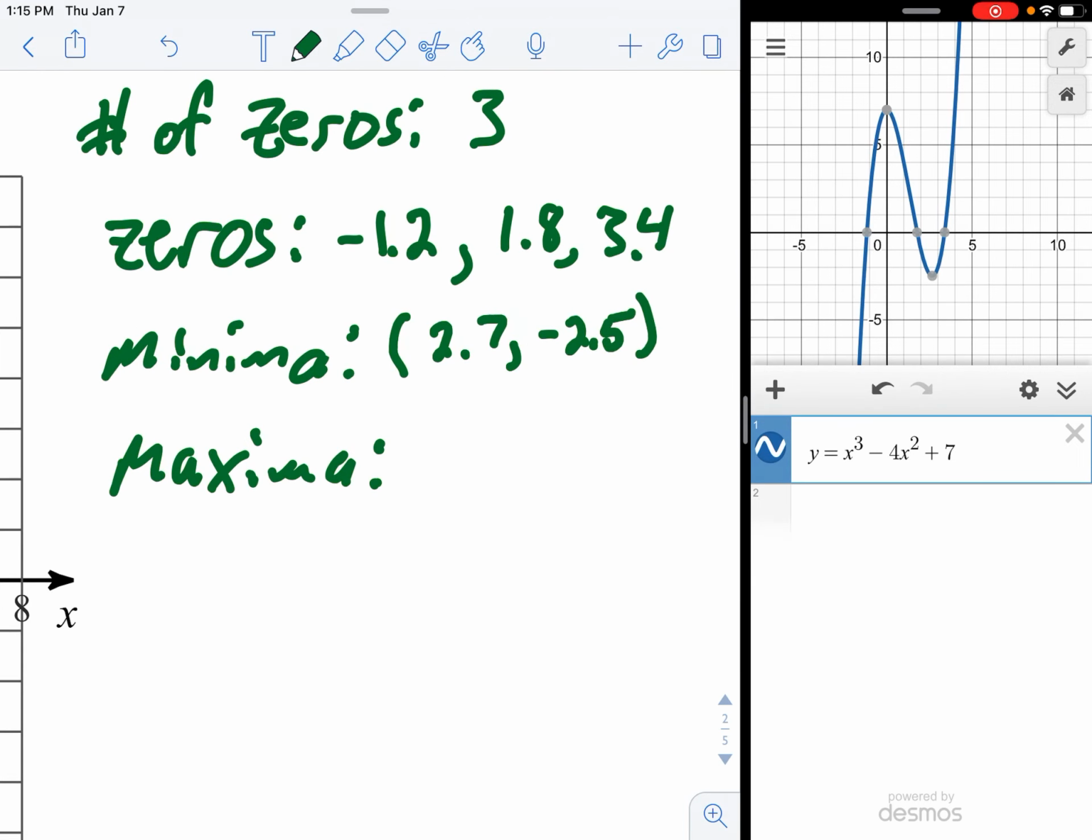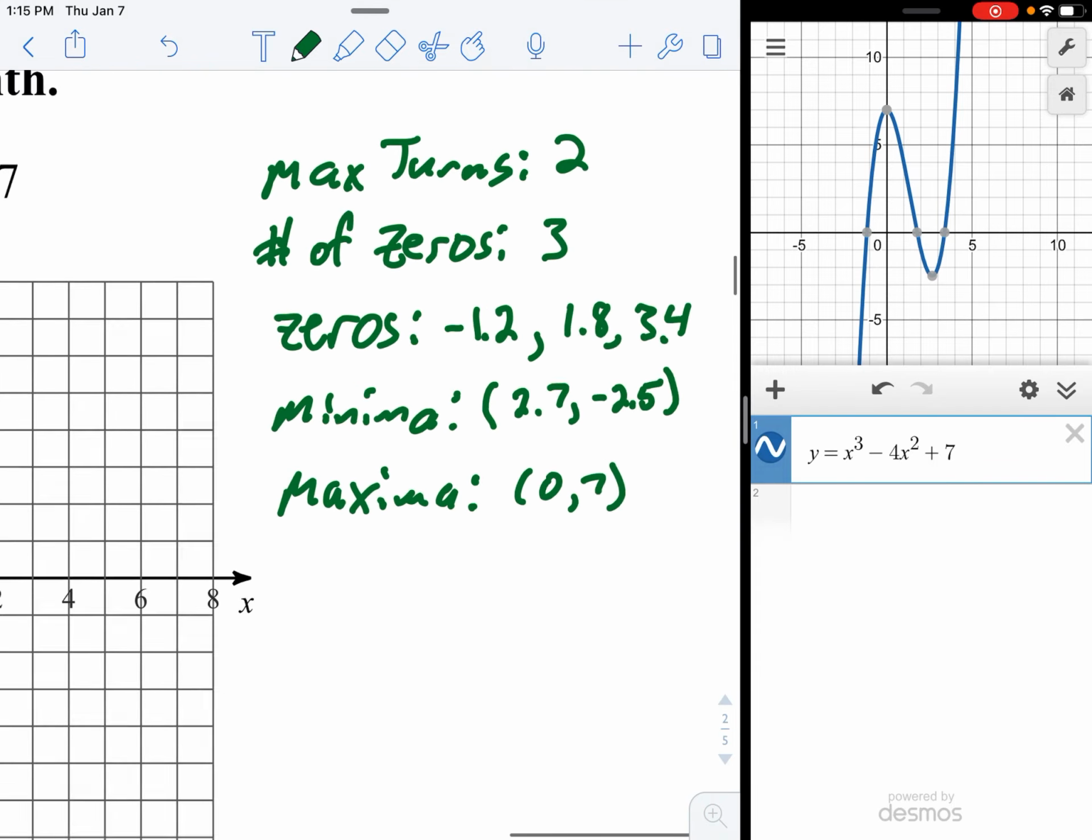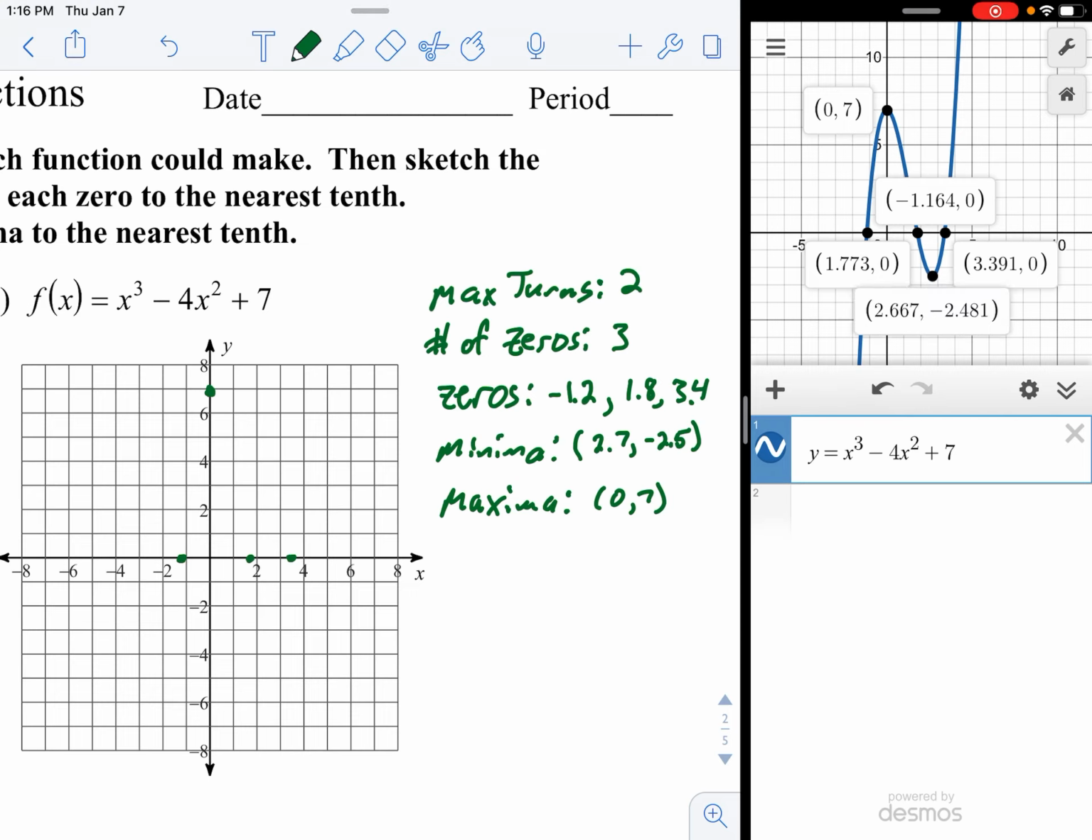Now, is there a maximum point on this graph? Yeah, right there, 0.7. And that's it. That's how we're going to do all of these. Well, no, now I have to graph it. So I'm going to approximate where these points are. I cannot get exactly, obviously, because they're decimals. So 3 point something. The y-intercept can be helpful in getting a reasonable graph. The minimum here, 2.6, negative 2.5-ish, right around here. And so you just do your best to sketch what we can.